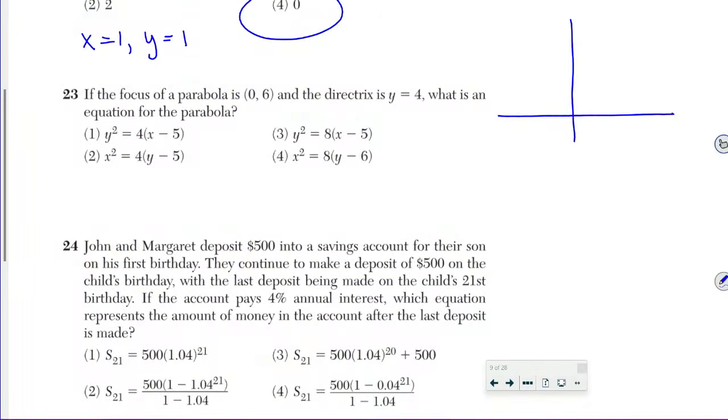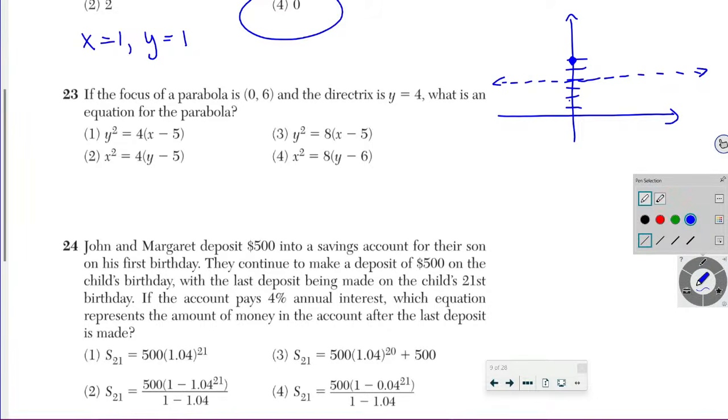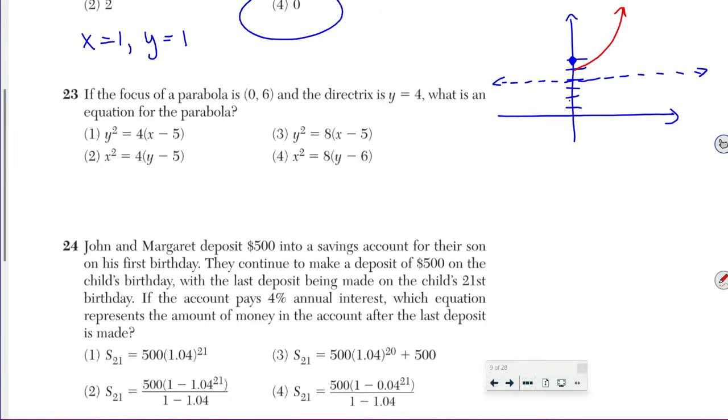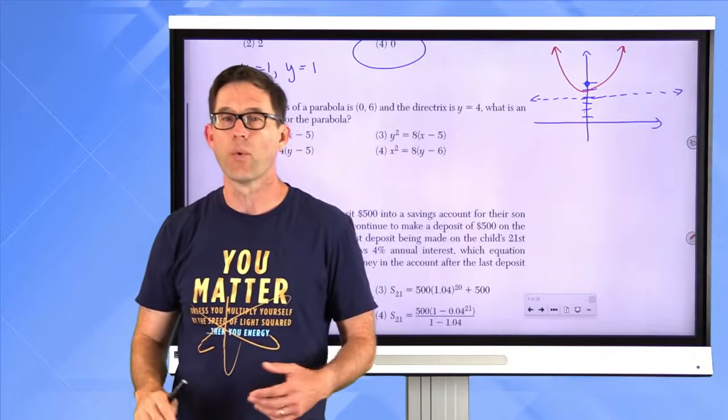I'll just do a little graph. I've got my focus at 0, 1, 2, 3, 4, 5, 6. Here's my focus. My directrix is 1, 2, 3, 4, this line here. So I've got my parabola, and it's really going to look something like this. Now, how do I come up with its equation?